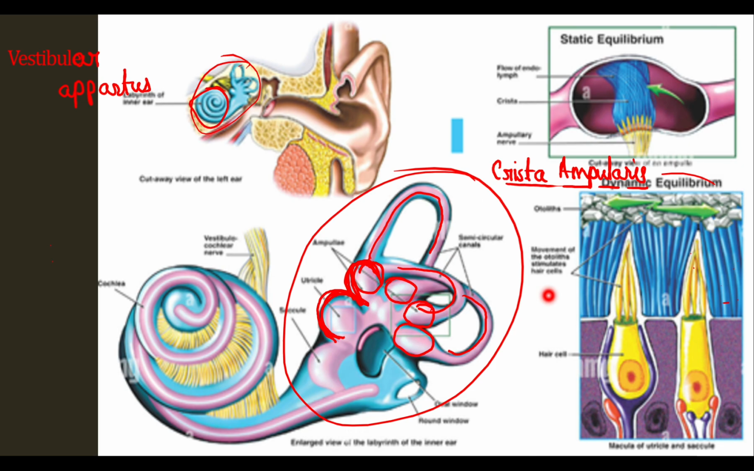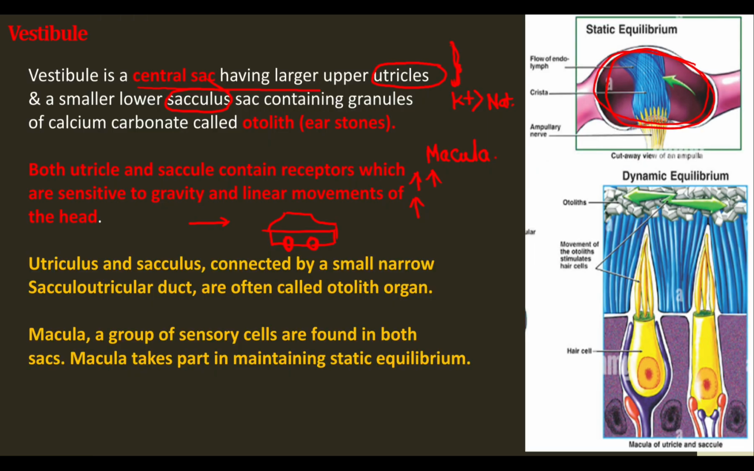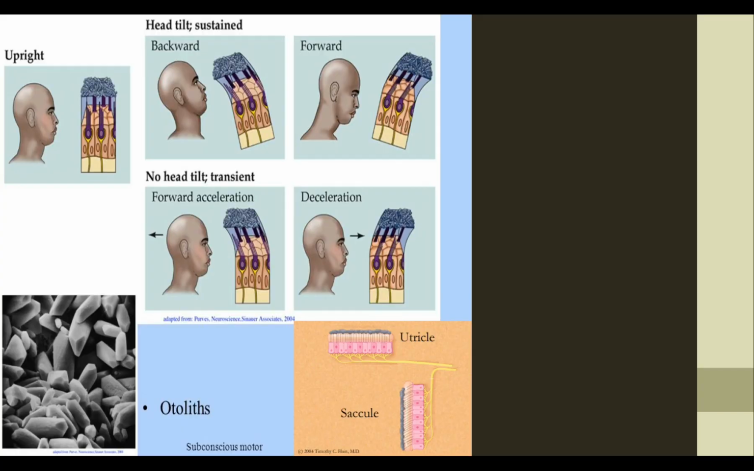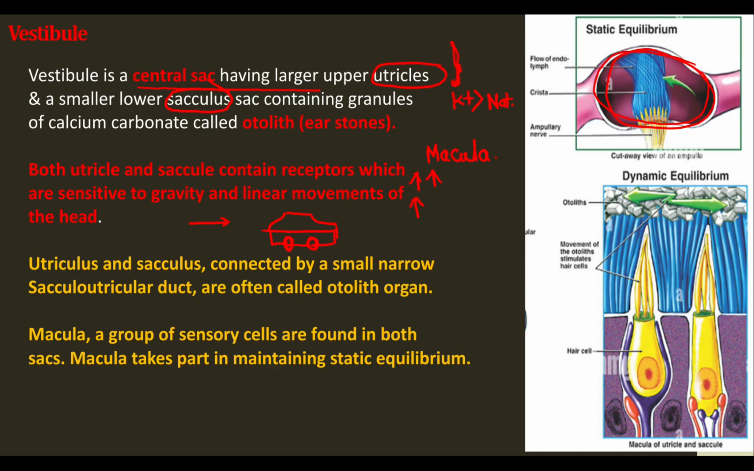Sorry, not detect the sound. This crista ampullaris, when you are in a sitting position and you are tilting your head upward, or tilting your head to the left side, in that condition it will detect and send a signal to the brain. Fine. So this is our vestibular apparatus structure. Now what is present inside this vestibular apparatus and how it helps in balancing the body, we will see in the next video.